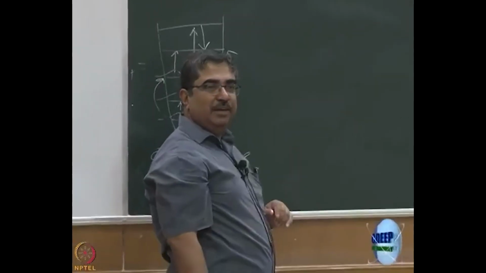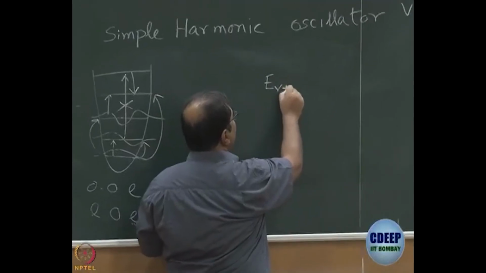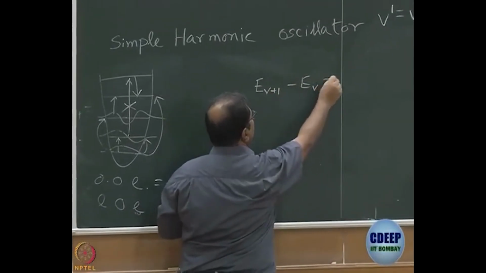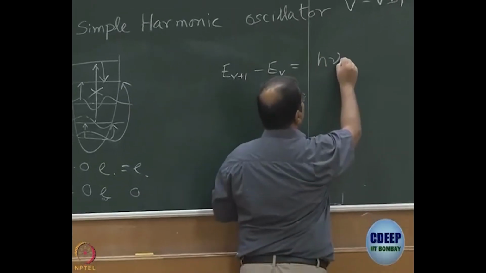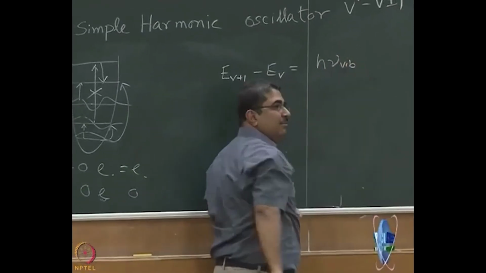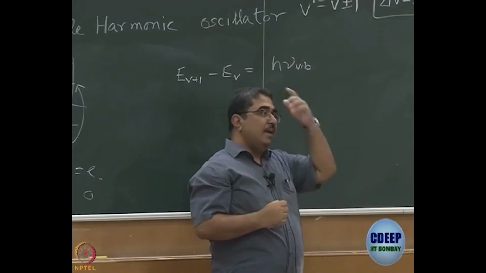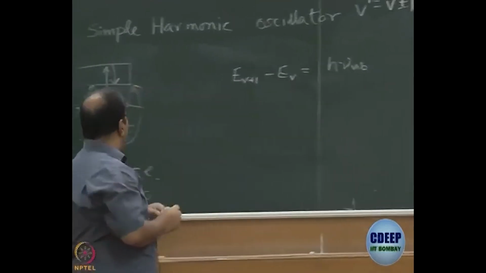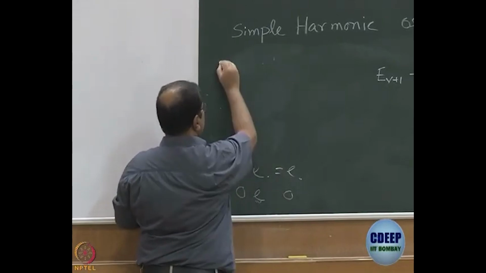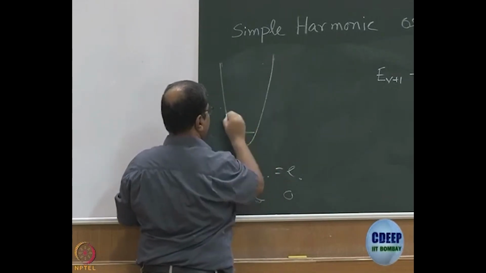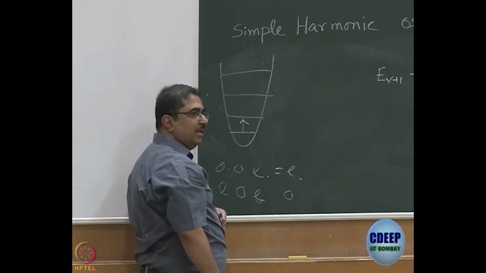Now see, delta V equal to plus minus 1. If you remember what we had said, what is E V plus 1 minus E V? It is h nu vib, where nu vib is the frequency of vibration, root over k by mu, divided by 2 pi, right. Now, this transition is allowed, we are saying.